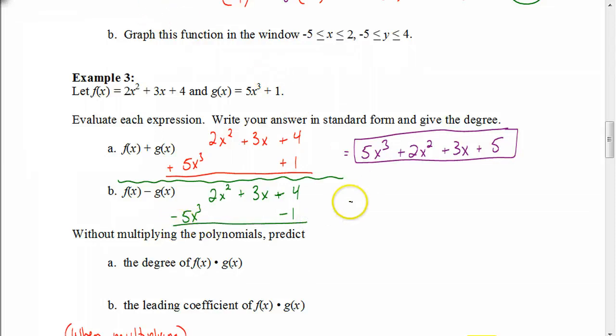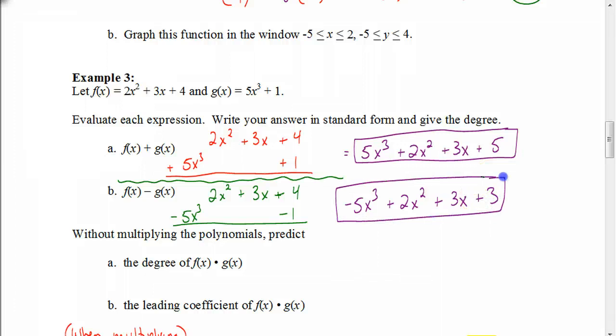And when we subtract these now, I have negative 5x cubed. The 2x squared, there's nothing to subtract from that, so it stays at 2x squared. The 3x, there's nothing to subtract from that, so it stays at 3x. And 4 minus 1 is 3. So that would be my answer for this problem.